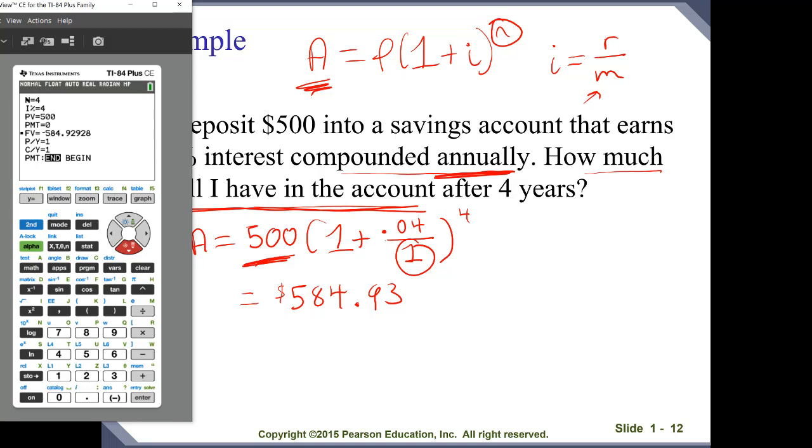For our purposes, I just need for you to understand that the sign for present value and future value is always going to be different. If present value is positive, future value is going to be negative. We'll talk about that more in depth when it becomes more important in a few lessons.